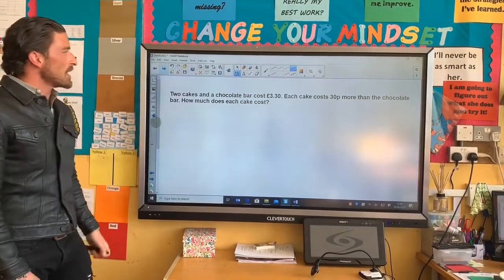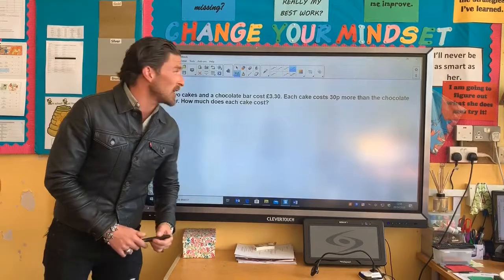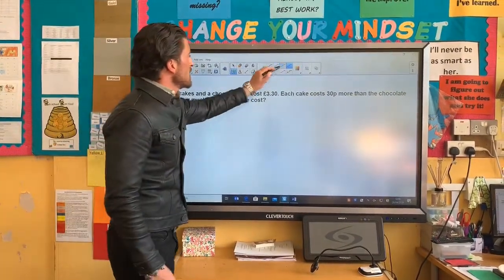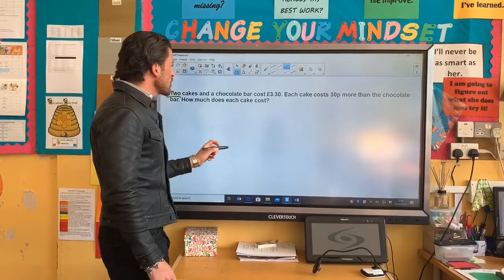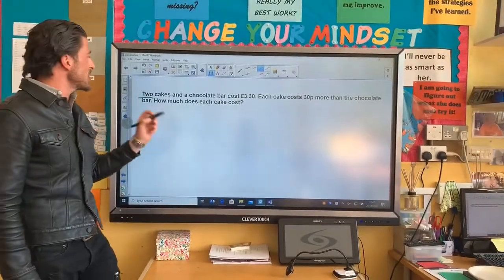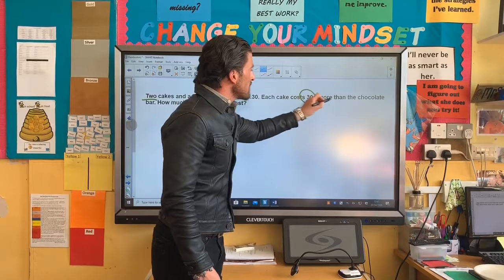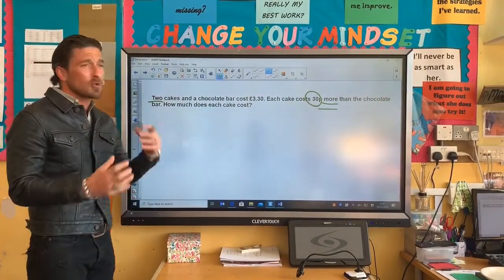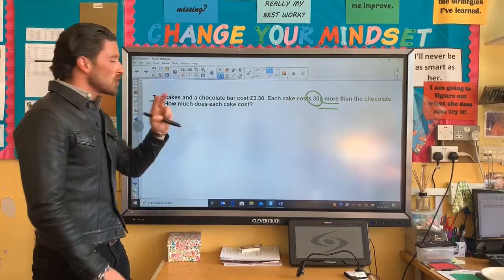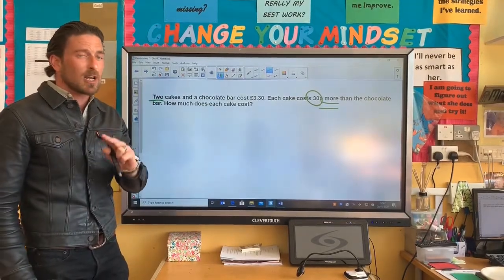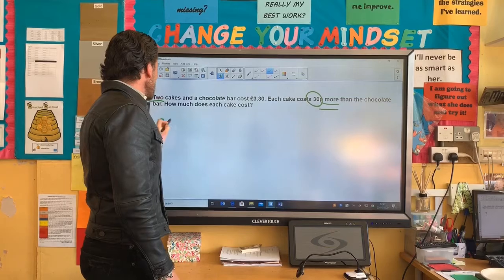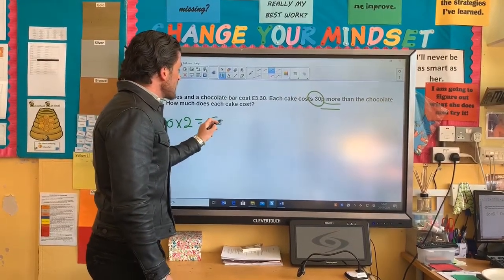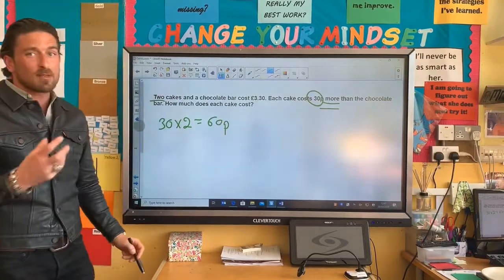Just about. Now, this one here we always find a little bit tricky with the kind of comparison with the costs. So, 2 cakes and a chocolate bar cost £3.30. Each cake is 30 pence more than the chocolate bar. How much does each cake cost? So, because we've got a difference in the prices here, and we've got 2 cakes, we need to take that additional money off. So if they're 30p each, we need to do 30p times 2, which gives us a total of 60 pence, which is the difference in price.